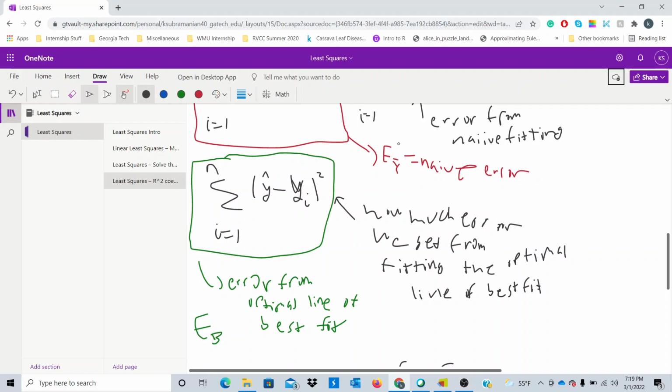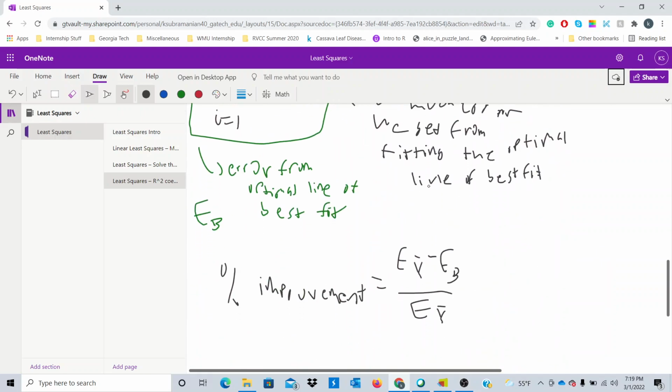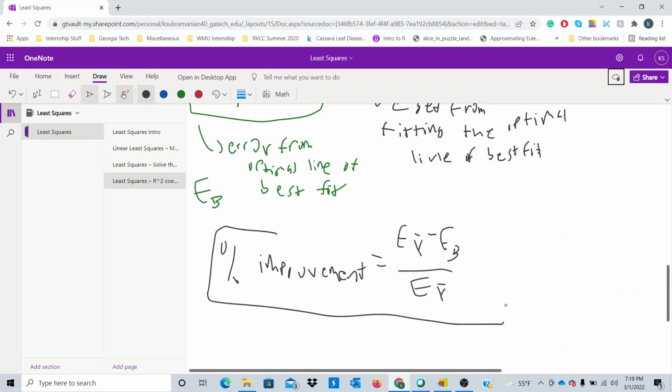So imagine that the naive error was 1,000,000, and then when we fit an optimal line, our error becomes 500. Well, we have had a huge decrease in error, and clearly the optimal line is fitting the data better. But how much did we improve by? How much uncertainty has been captured by this red line that wasn't captured by the naive blue line? That's this percent improvement we want to find, right?